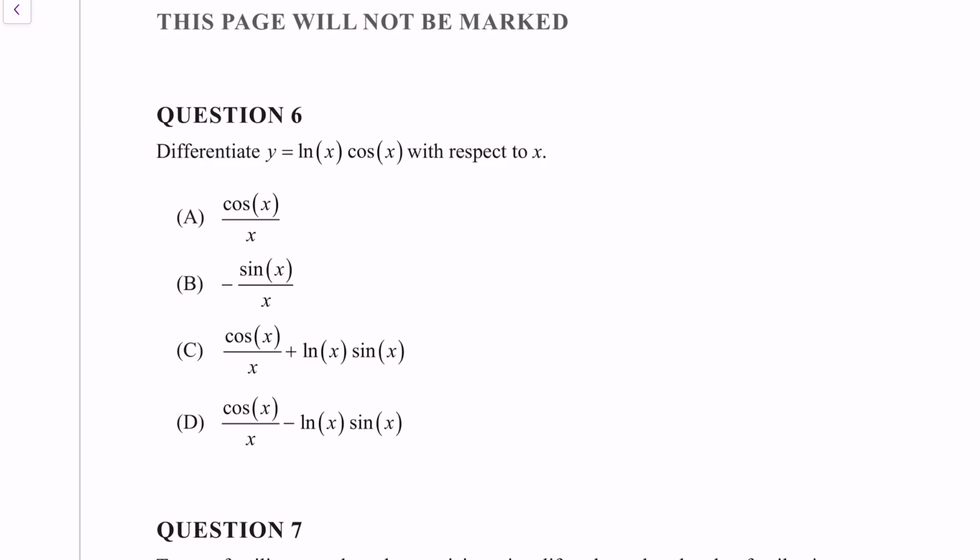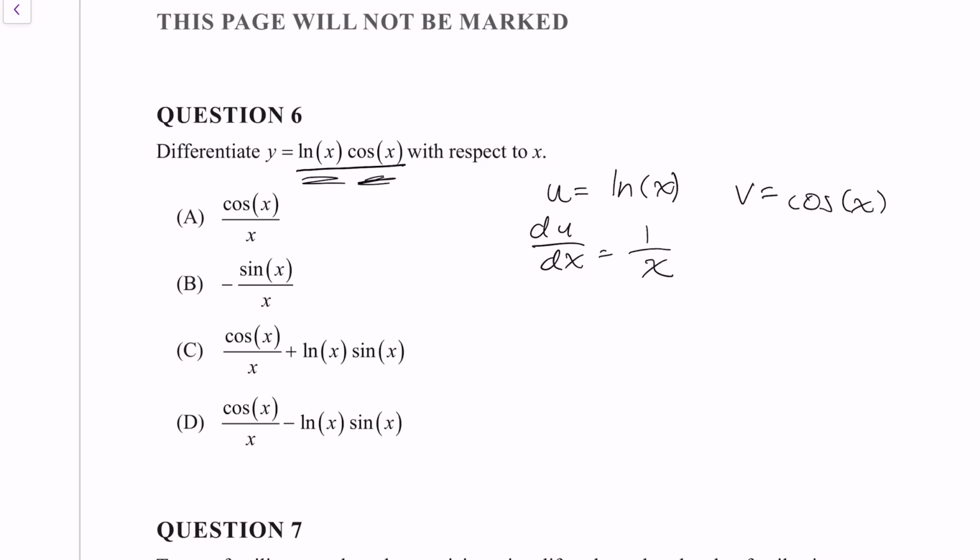Question 6, differentiate y equals ln x cos x with respect to x. Okay, so immediately you should be thinking product rule. All right, so very easy, just make u equal to one of the factors, so ln of x, and then v equals the other factor, cos x. du over dx, from my formula sheet, I know that's just going to be 1 over x, and dv dx is going to be negative sine x for the derivative of cos x.